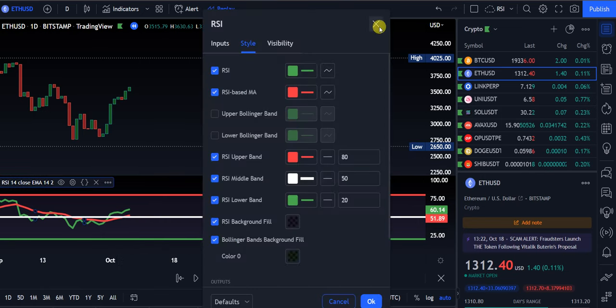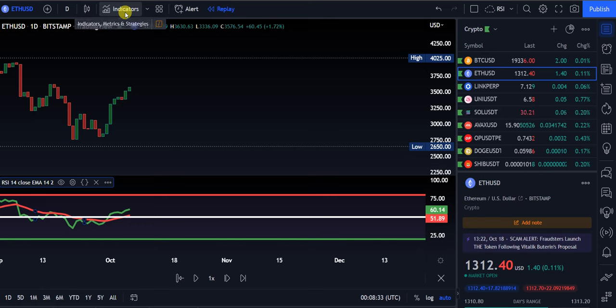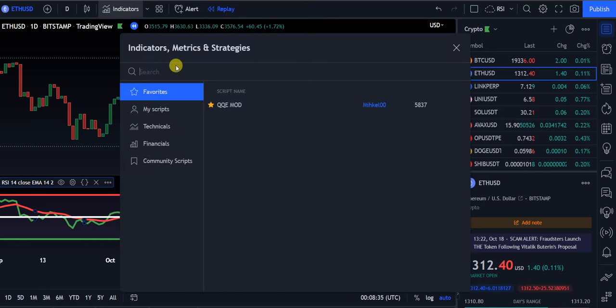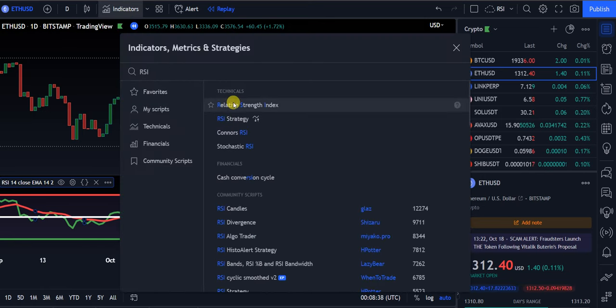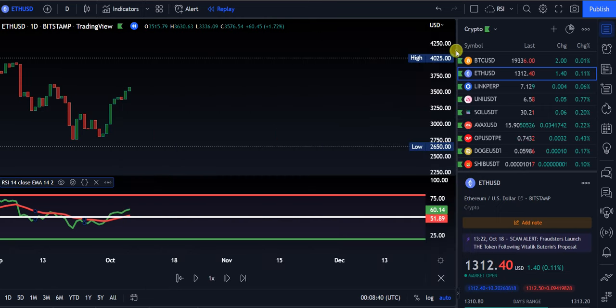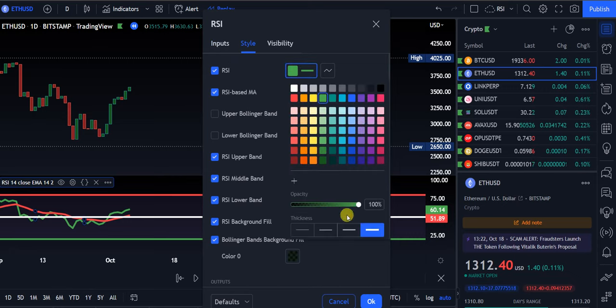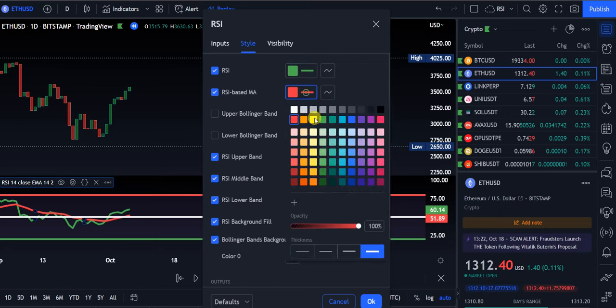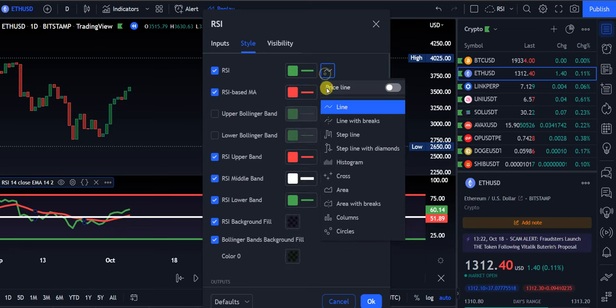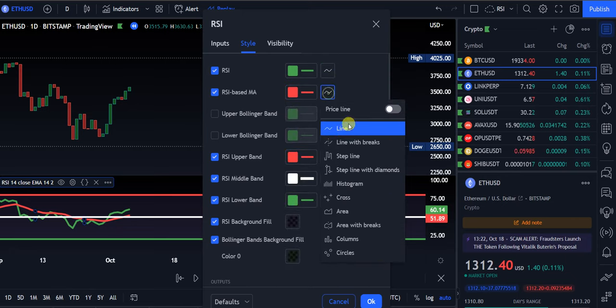First of all, go to TradingView, click indicators and put RSI, the relative strength index. Then change the settings right here. I like to remove those and leave all the rest, and change the colors to green and red. Change this to the thickest in green, and change this one also to the thickest in red. Change both of those to line.